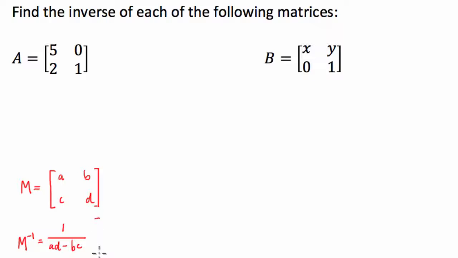And this is our determinant of the matrix, so that cannot be 0, otherwise the whole inverse will be undefined. Multiplied by, what we do is we swap the A and D terms, so we're going to have a D up here, and we're going to have an A down here, and we flip the sign on the B and C terms. So this is going to be negative B, negative C. And that is the inverse of a 2 by 2 matrix.